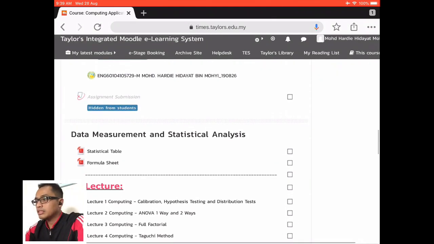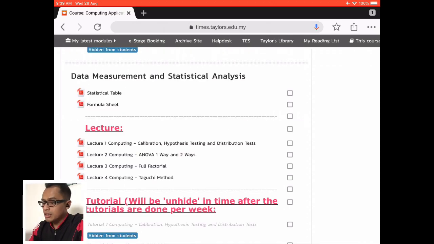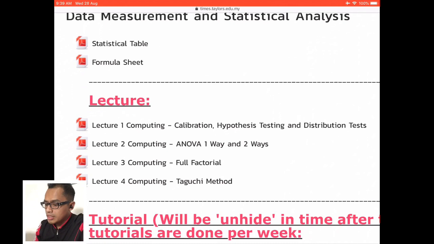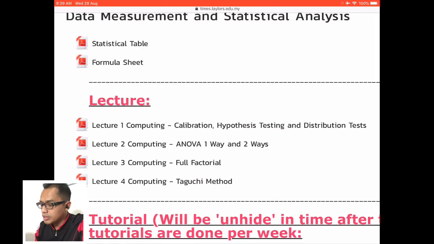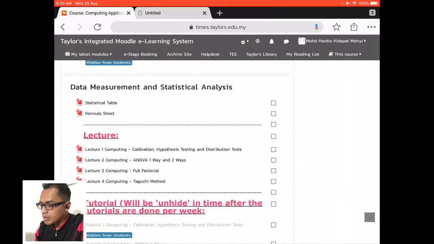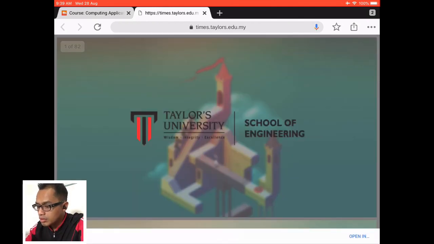Speaking about Times, the lecture files are on Times as shown here. So I open my Times page. It is lecture 2, computing ANOVA One Way and Two Ways. So open it in a new tab. This will be your notes that you are going to use while watching this video. This video will be in two sections, namely lecture 2.1, ANOVA One Way, and lecture 2.2, ANOVA Two Ways. So please watch these videos before going to tutorial sessions in week number 2.